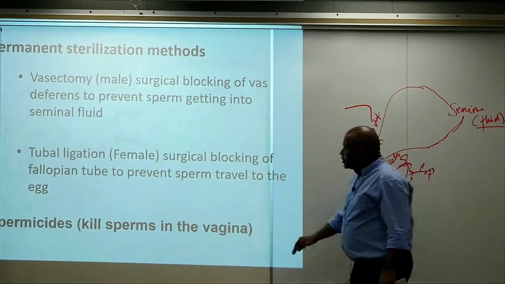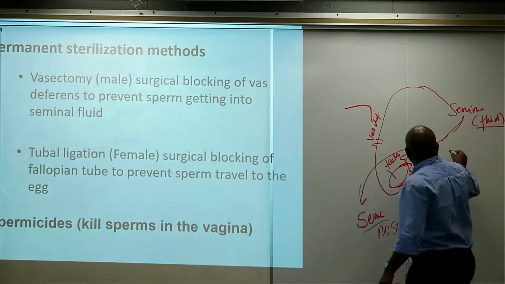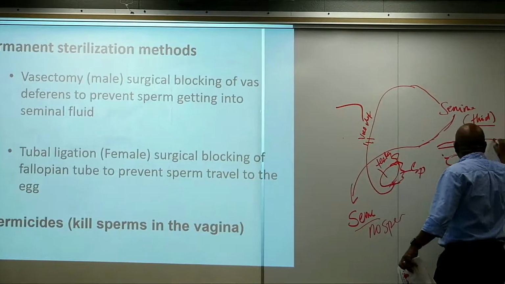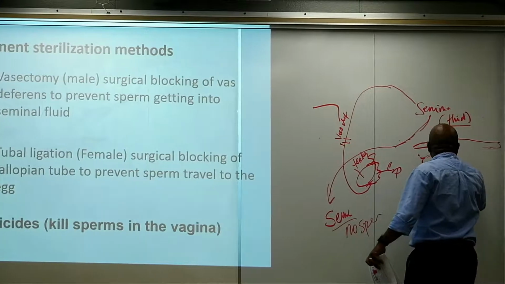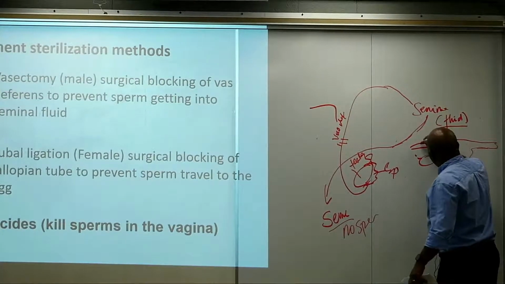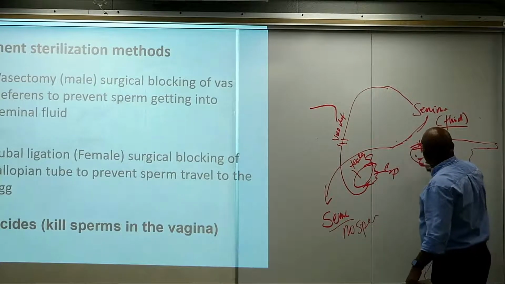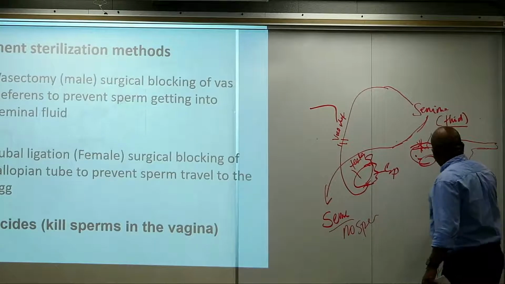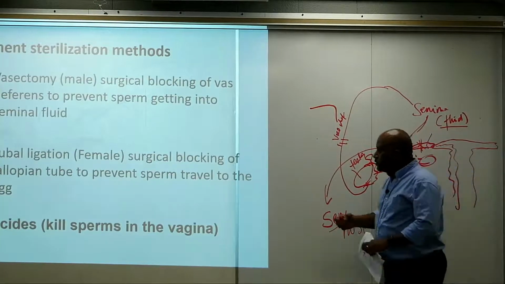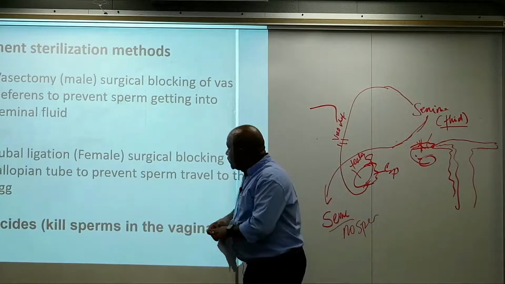The other way is the tubal ligation in the female. That is the same thing: we have the ovary here, and this is a fallopian tube. So this will be ligated here. The ovulated oocyte will not come through that one. The sperm can get into this, but there is no oocyte reaching the point of fertilization. So these are the two types of surgical procedures.